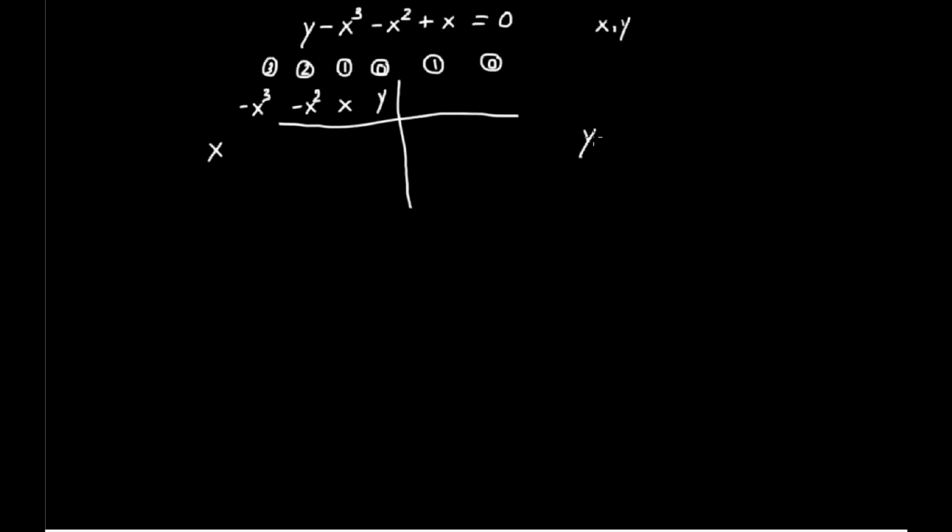Then I'm going to do the same thing in the y degrees. Which of the terms is 0 degree in y? It turns out there are 3 terms that fit that criterion: minus x to the 3rd, minus x squared, and positive x. So I'm going to put them right there. And then I have a 1st degree term in y, which is just y. I'm going to write that there.